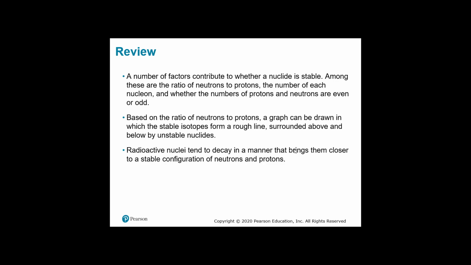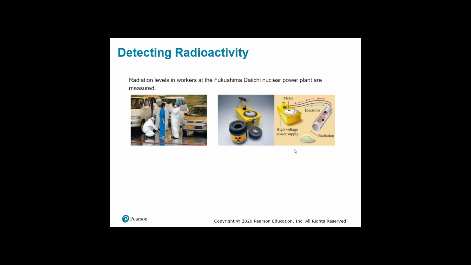A number of factors contribute to whether a nuclide is stable. Among them are the ratio of neutrons to protons, the number of each nucleon, and whether the number of protons and neutrons are even or odd. Based on the ratio of neutrons to protons, a graph can be drawn in which the stable isotopes form a rough line, that's that valley, and surrounded above and below are the unstable ones. Radioactive nuclei tend to decay in a manner that will bring them closer to a stable configuration of neutrons and protons, and it will keep doing that until it gets to something that's stable.